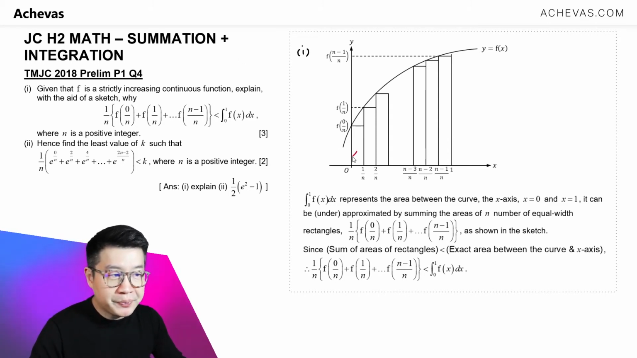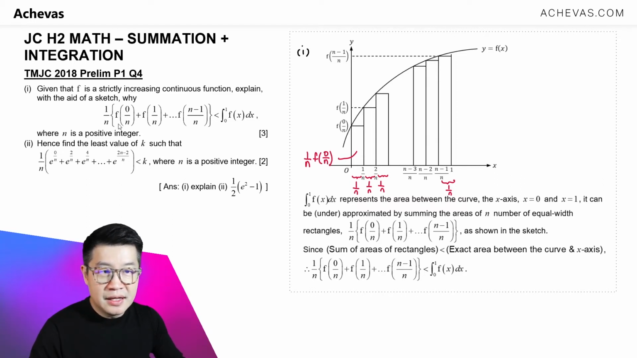Because if I do it this way, drawing n rectangles from 0 to 1 will make sure that the width of the rectangles, if they are equal, will be 1 divided by n. So the widths are all going to be 1 over n all the way until the last rectangle here. It is still going to be equal to 1 over n. So for the first area, it is going to be base multiplied by height. And this height can be found by substituting 0 into f(x). We can also write it as f(0 over n). So this is found here: 1 over n multiplied by f(0 over n). So this represents the area of the first rectangle.